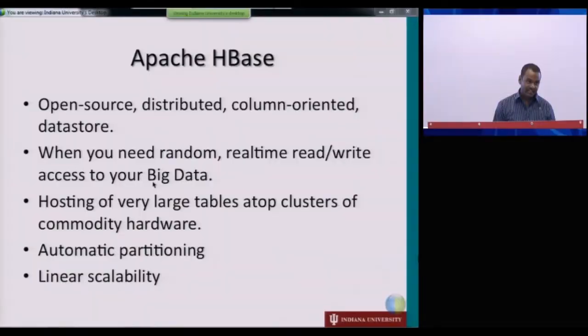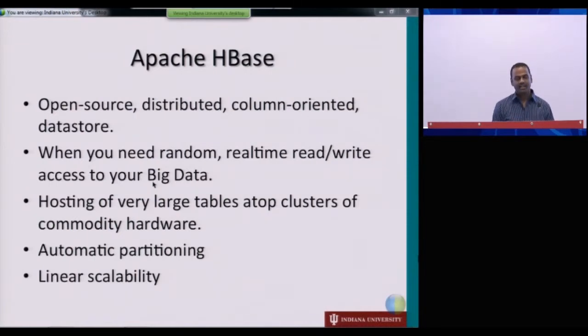This project is open source and has a very vibrant community around it. People are contributing from all over the world, and hundreds of companies are investing in it. So if you decide to use HBase, you can get the advantage of the collective intelligence of all these people.